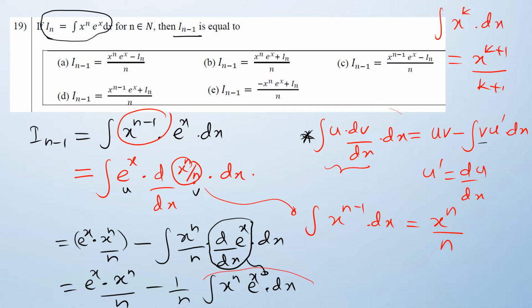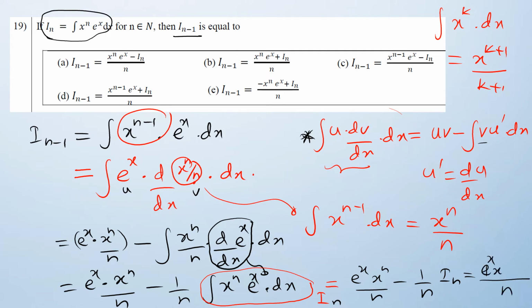We have this as I_n. So we can rewrite this in terms of I_n: e^x x^n over n minus 1 over n I_n. Since 1 over n is common for both, we have e^x x^n minus I_n as the answer. That is there in A. So the answer is A only.